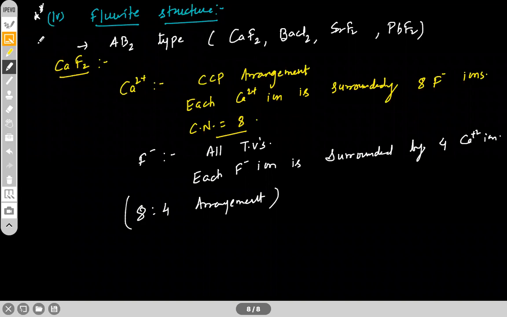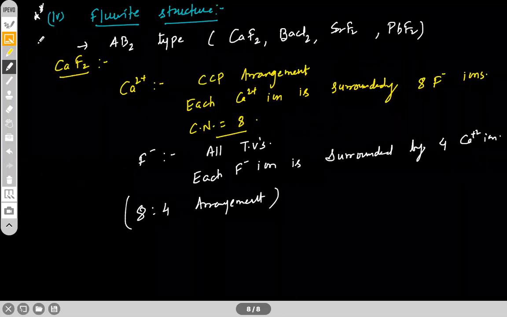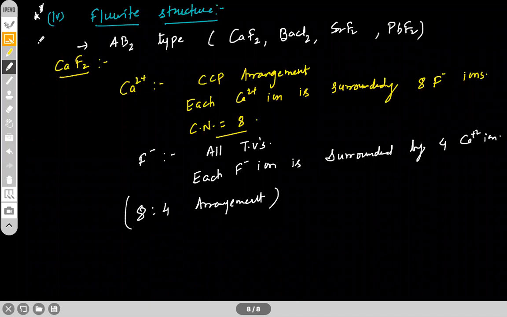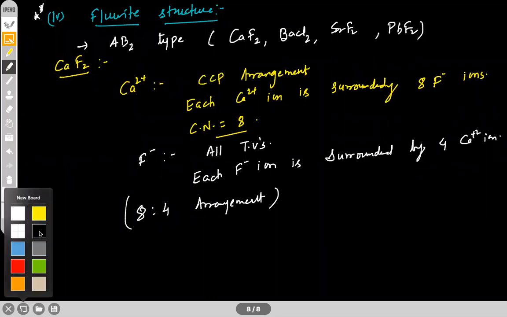Okay, 8:4. It's very important, the fluoride structure. We have one more structure, that is the anti-fluoride structure. Just opposite of this. Anti-fluoride means what? Whatever the position of cation we have in fluoride, that becomes the position of anion. And the position of anion we have there becomes the position of cation. That is anti-fluoride. Everything will be reversed. This one is 8:4, so anti-fluoride will be a 4:8 arrangement. All the things will get reversed. Exactly reversed. So write down the next type we have.